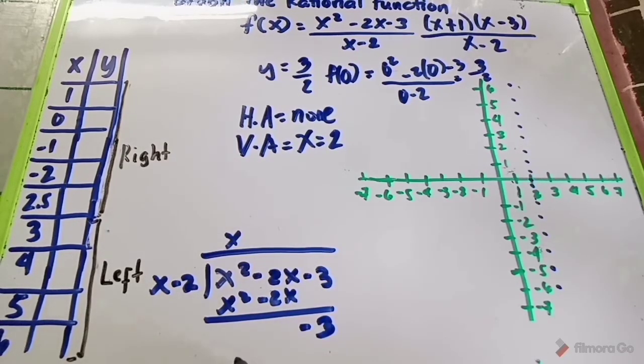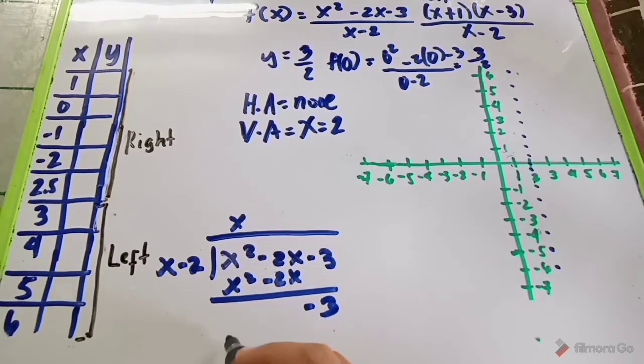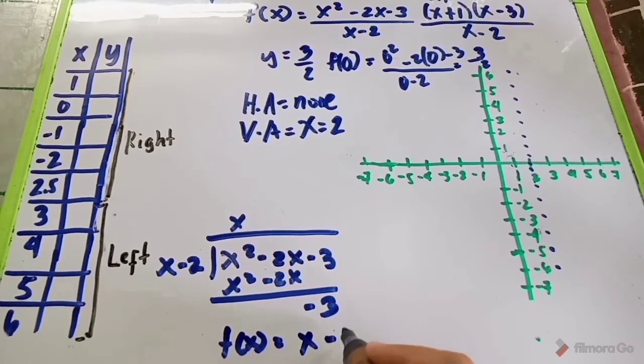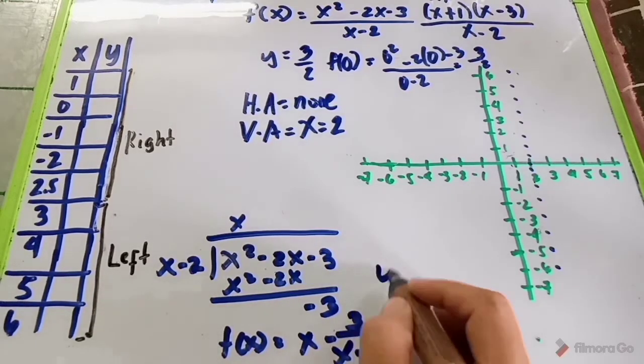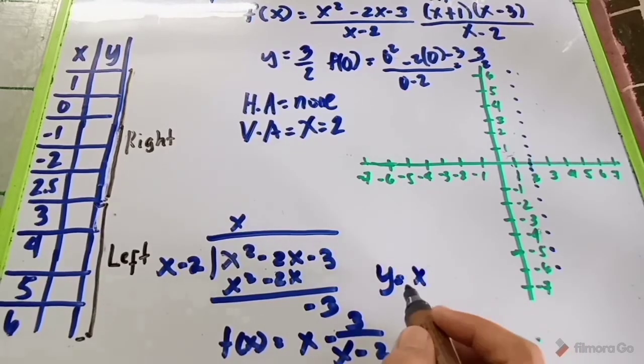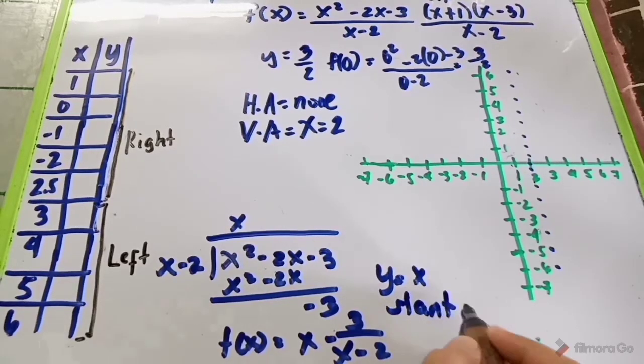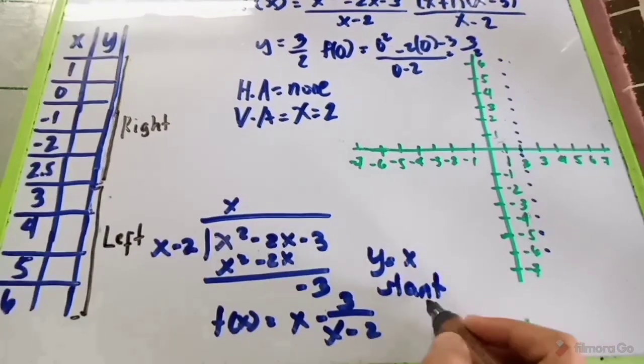So our format, this means that f of x is x, and we will write the remainder here divided by x minus 2. So it means to say this is y equals x. We know that y equals x is a slant. Please note that slant asymptote.